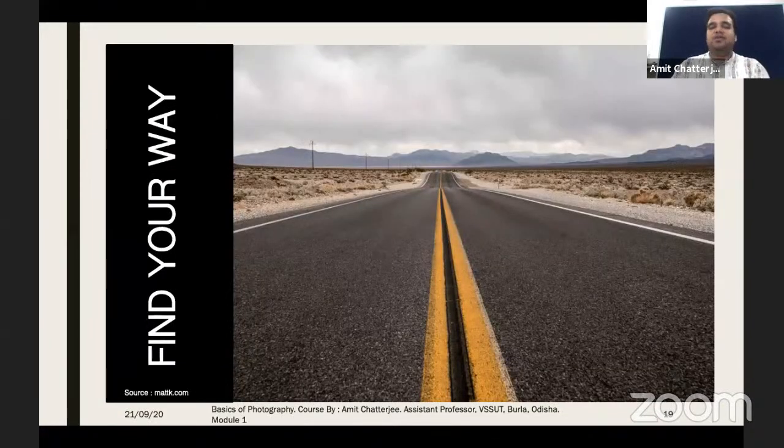Now that we have spoken about cameras, let's try to understand what exactly is the way that you want to do photography in.